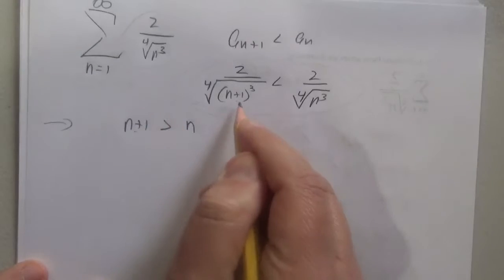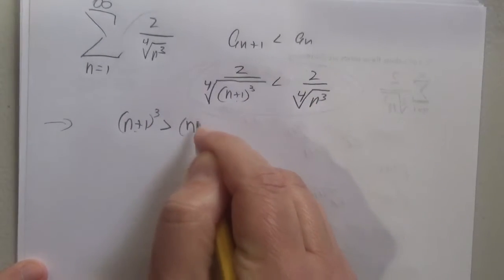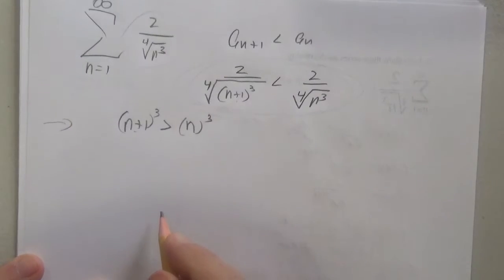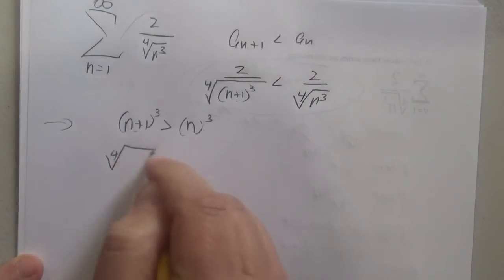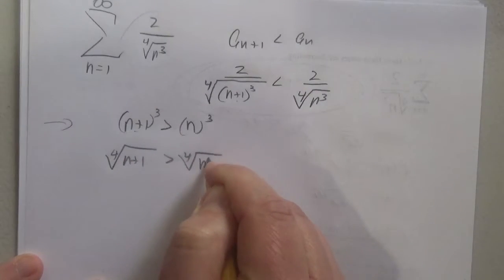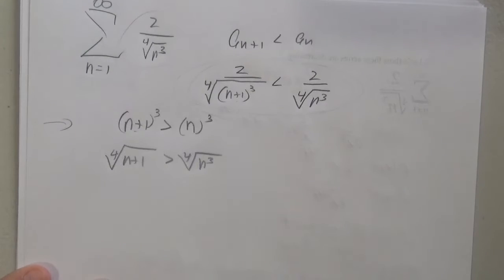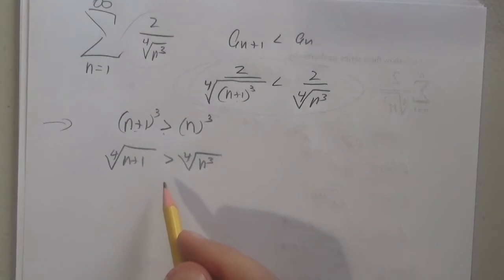And notice here I have cubes on both sides, right? So if I cube both sides, I get that that is true, right? And now I'm going to fourth root both sides. So the fourth root of n plus 1. This is not going to change my inequality, right? By cubing both sides, it doesn't change the inequality. Fourth rooting both sides doesn't change the inequality.